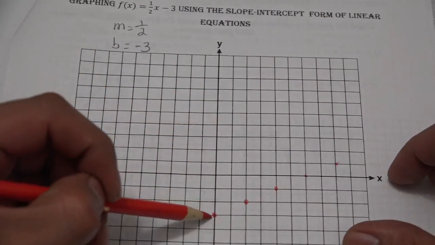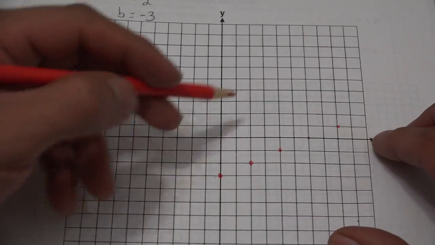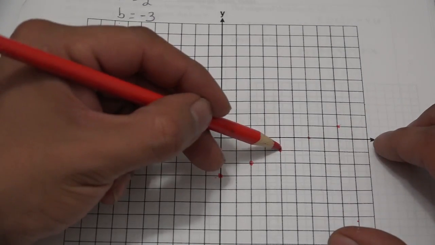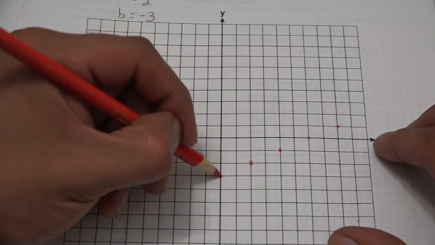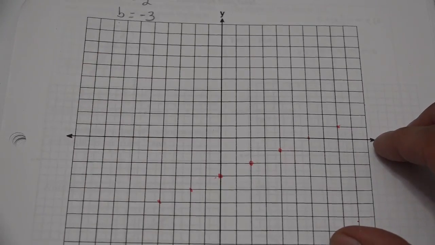Anyway, I don't want to just leave this line halfway onto the positives. I want to go onto the negatives. So if I went up to the right, then I can go down to the left, 1 down, 2 to the left, 1 down, 2 to the left. And that's it. Now I trace my line.